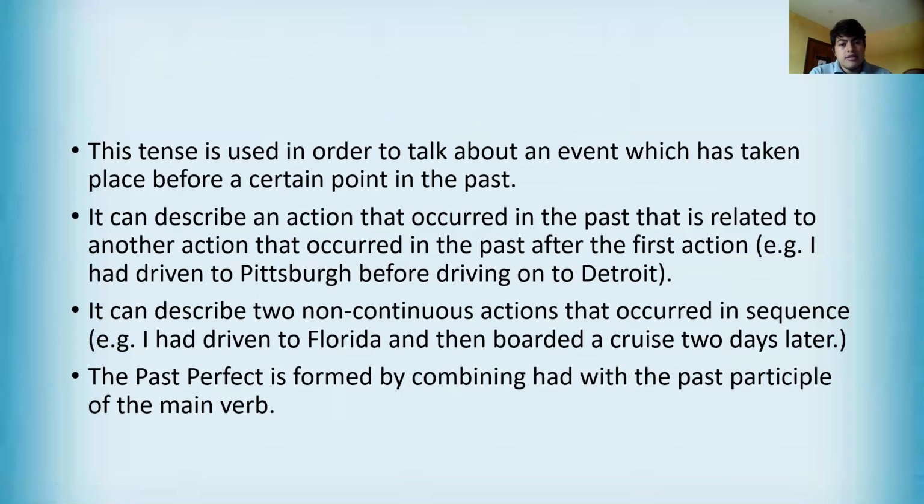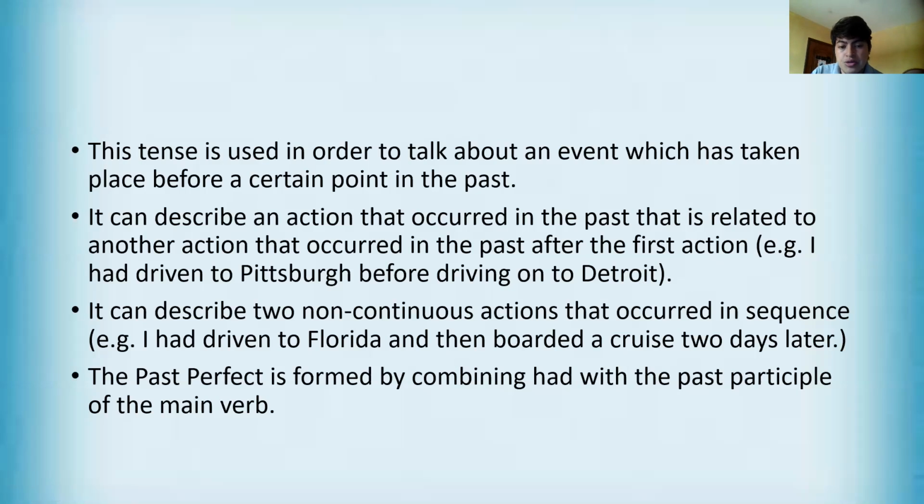As I said, the past perfect tense is used in order to talk about an event which has taken place before a certain point in the past. It can describe an action that occurred in the past that is related to another action that occurred in the past after the first action. Example: I had driven to Pittsburgh before driving on to Detroit. All this is in the past, two actions that happened in the past, okay?